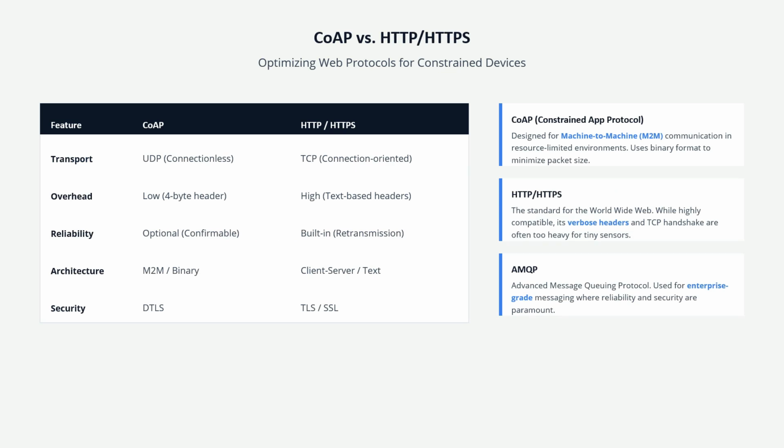Now let's compare CoAP and HTTP. HTTP is the backbone of the web, but it is heavy for small IoT devices. CoAP, which stands for Constrained Application Protocol, is designed specifically for low-power, resource-limited devices. Key difference: HTTP uses TCP. CoAP uses UDP. CoAP has a smaller header size and lower overhead, making it ideal for machine-to-machine communication. So when you need lightweight web-like communication for tiny sensors, CoAP is often the better choice.